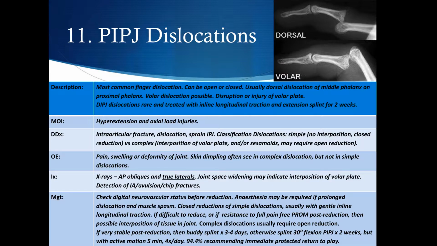Of note, if the PIP joint is stable post-reduction, then buddy splinting is sufficient for 3 to 4 days. Otherwise, the PIP joint is splinted at 30 degrees flexion for 2 weeks, but with active motion for 5 minutes 4 times a day. The majority of surgeons will recommend immediate protected return to play, but there is disagreement on unprotected return to play, with about 40% suggesting after 4 to 8 weeks.